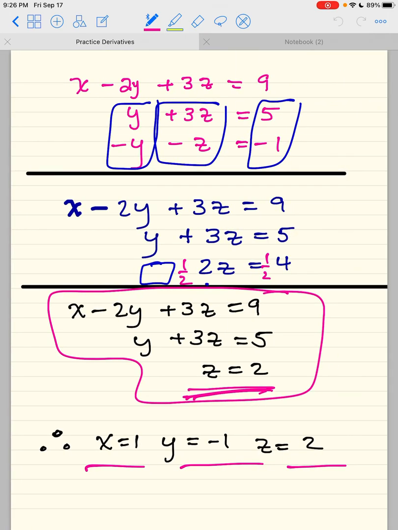So what you want to do is you want to get that staircase of 1, what we call row echelon form. And that's going to help you solve equations, okay?